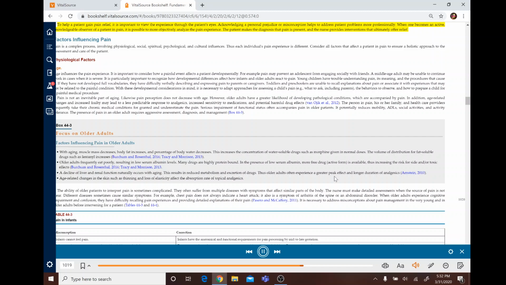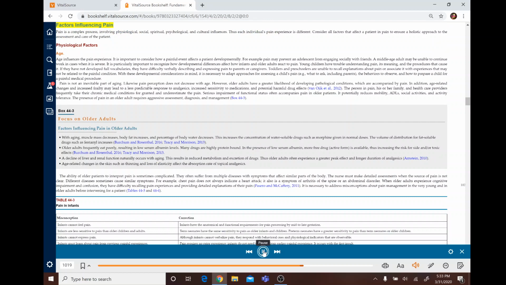To help a patient gain pain relief, it is important to view the experience through the patient's eyes. Acknowledging a personal prejudice or misconception helps to address patient problems more professionally. When one becomes an active, knowledgeable observer of a patient in pain, it is possible to more objectively analyze the pain experience. The patient makes the diagnosis that pain is present, and the nurse provides interventions that ultimately offer relief.